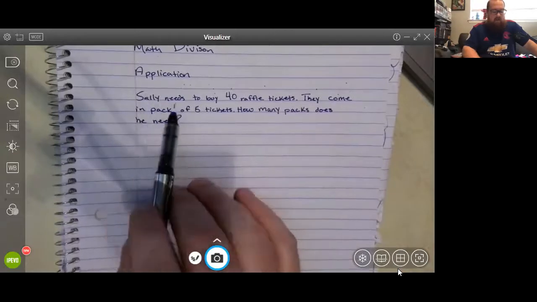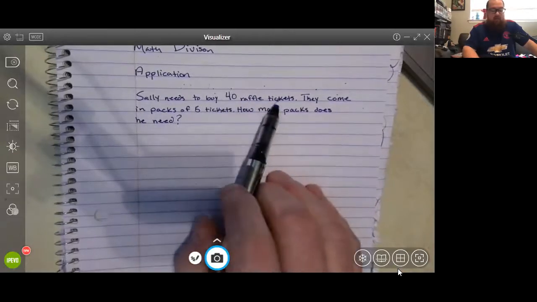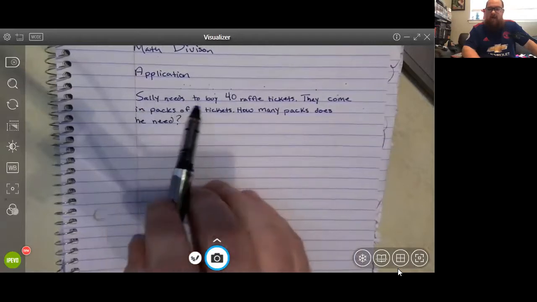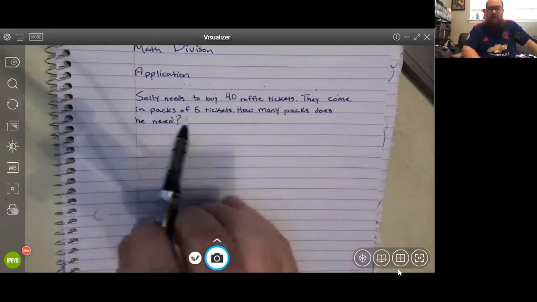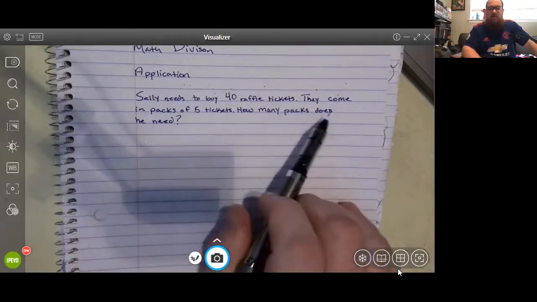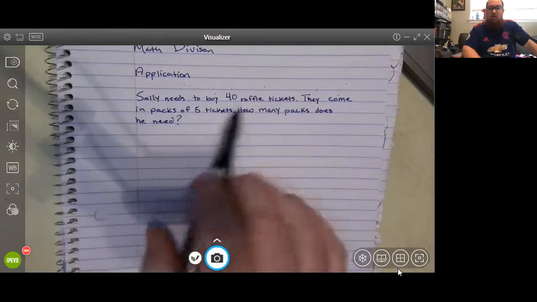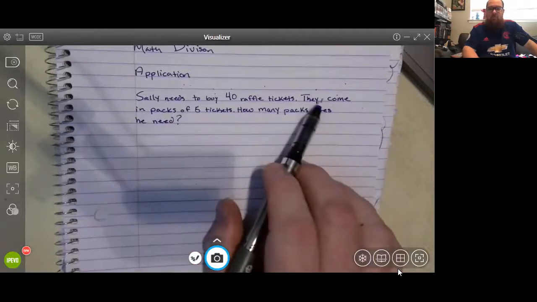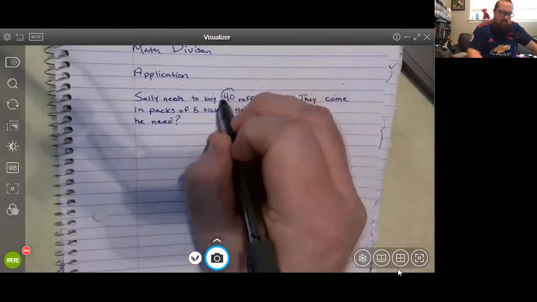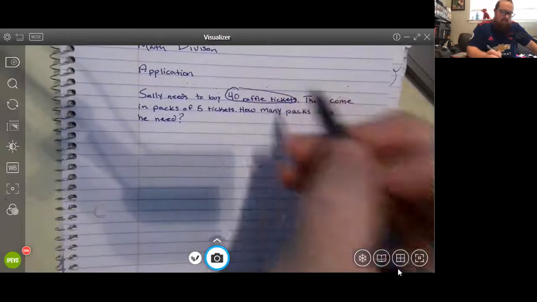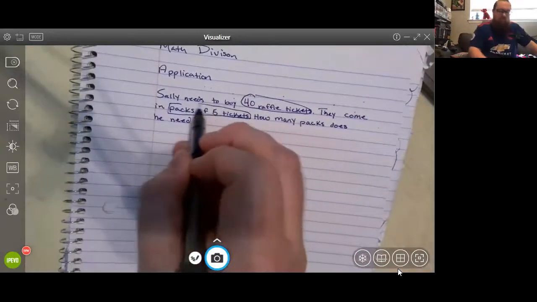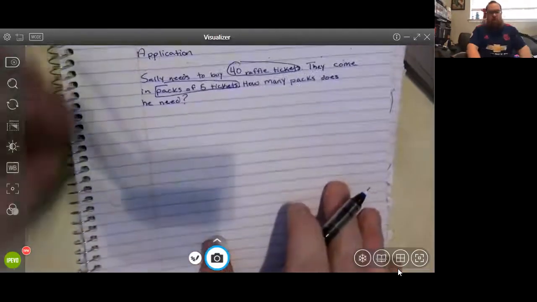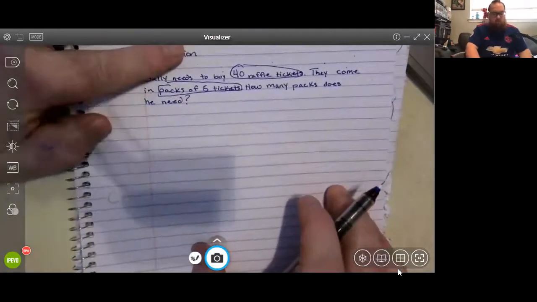Sally needs to buy 40 raffle tickets. They come in packs of 5 tickets. How many packs does he need? So when I look at my question, a really big thing that I need to know is 40 raffle tickets. Also, I need to know that they come in packs of 5. That's super important. So whenever I circle something, we need to pull it out.